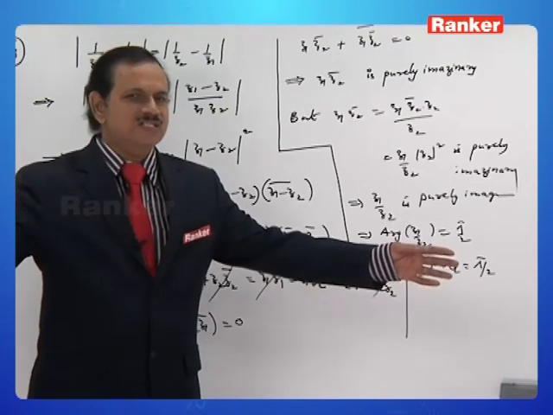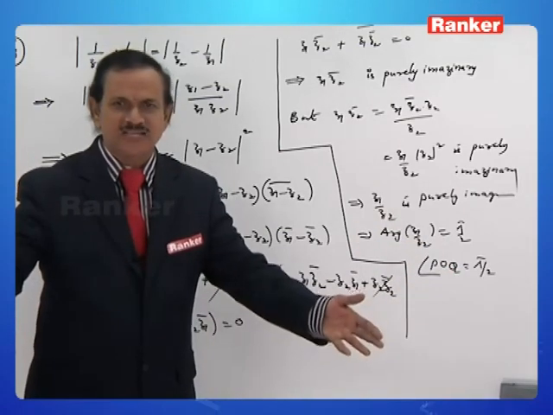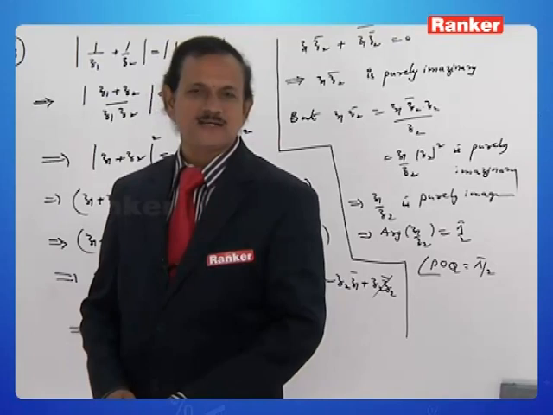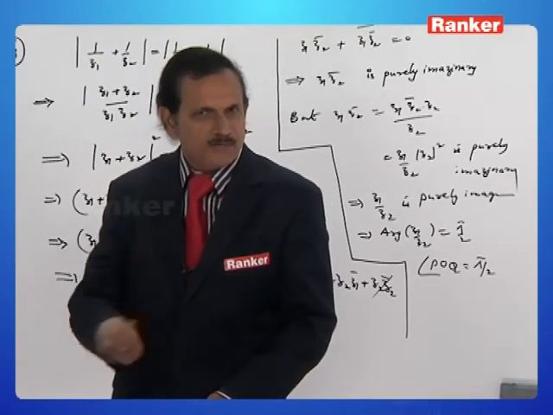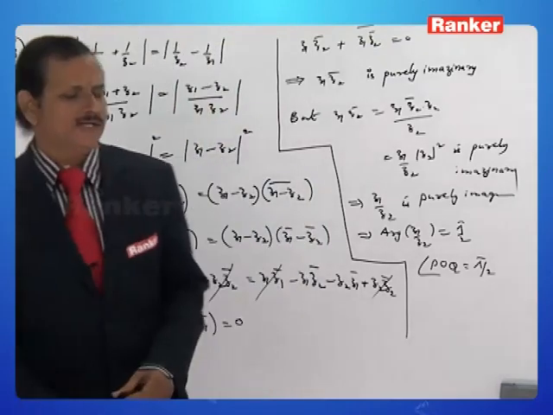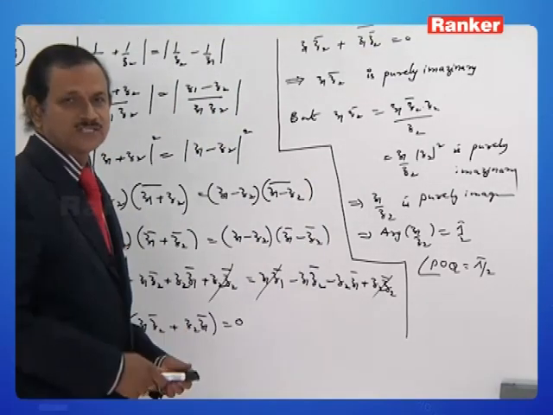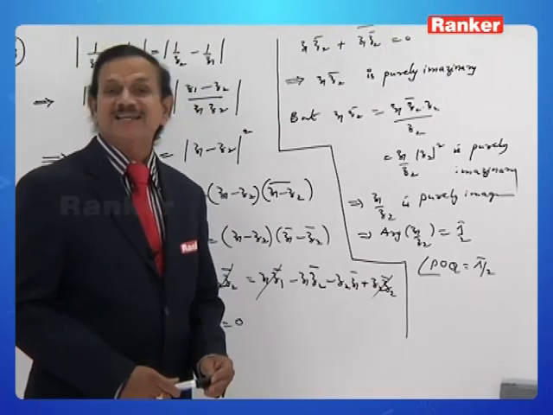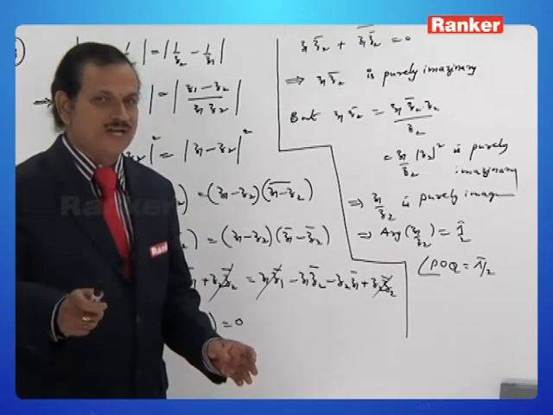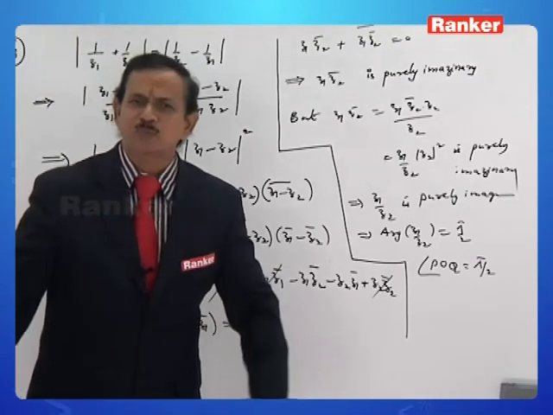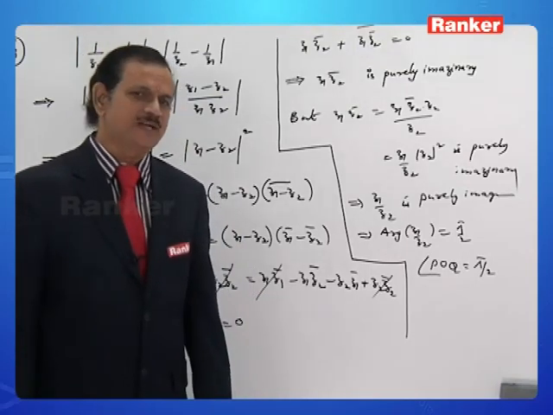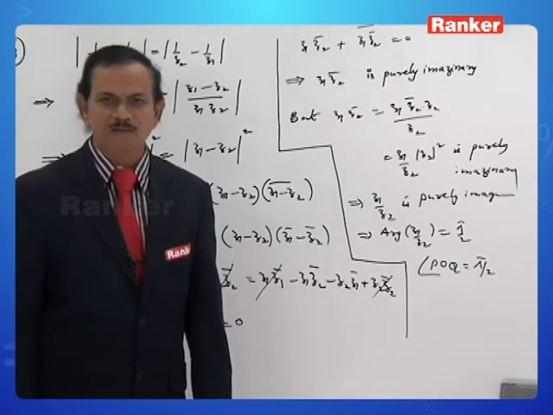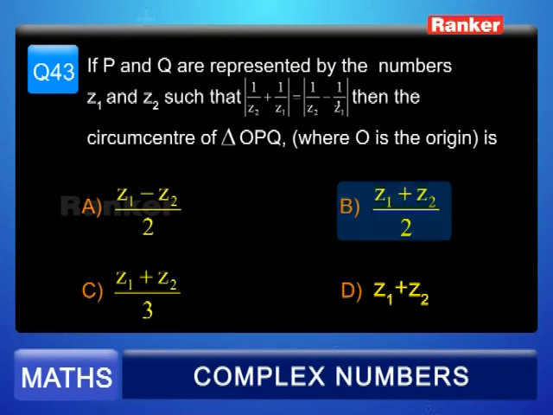Hence, about the circumcenter, what can you say about the circumcenter of a right-angled triangle? In the case of a right-angled triangle, we all know that the circumcenter is nothing but the midpoint of the hypotenuse. Here in the triangle OPQ, O is the vertex containing the origin. Hence, what is the hypotenuse? PQ. Therefore, the circumcenter is the midpoint of the hypotenuse, that is the midpoint of PQ. We know about P and Q, that they are Z1 and Z2. Hence, the midpoint of PQ is nothing but Z1 plus Z2 by 2. Is it available? Surely, of course, in option B.